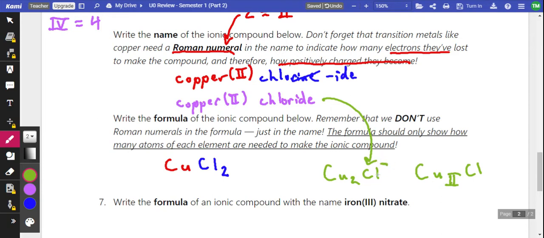If there's just one of these and 2 coppers, that's not going to work. We can't have like a half a positive charge. So that's no good. Writing it like that doesn't make it any better.